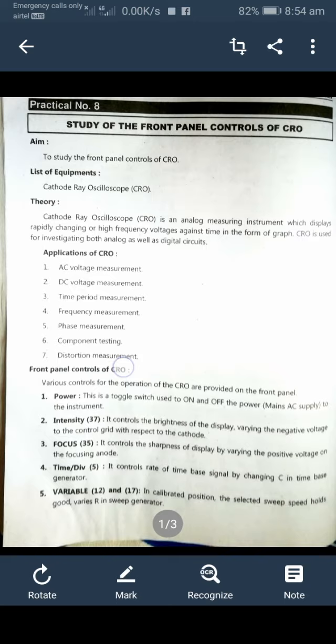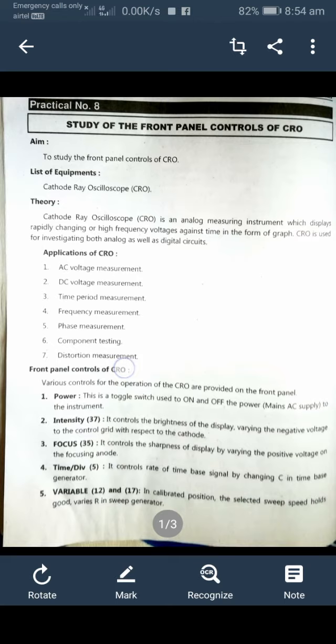Front panel control of CRO. Various controls for operation of the CRO are provided on the front panel. Power: this is a toggle switch used to switch on and off the main power AC supply to the instrument.